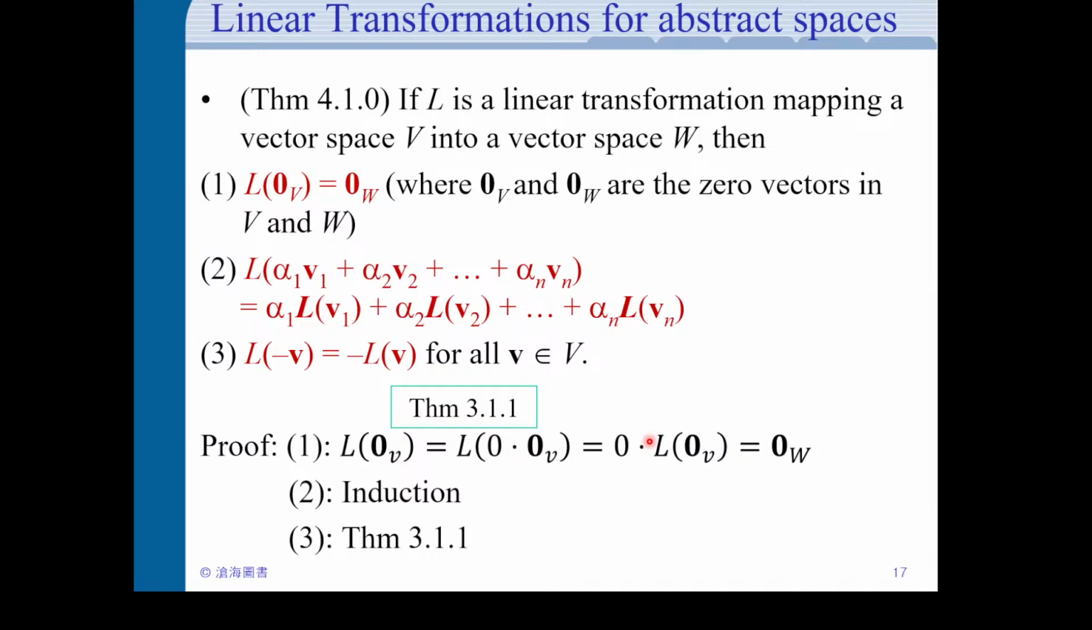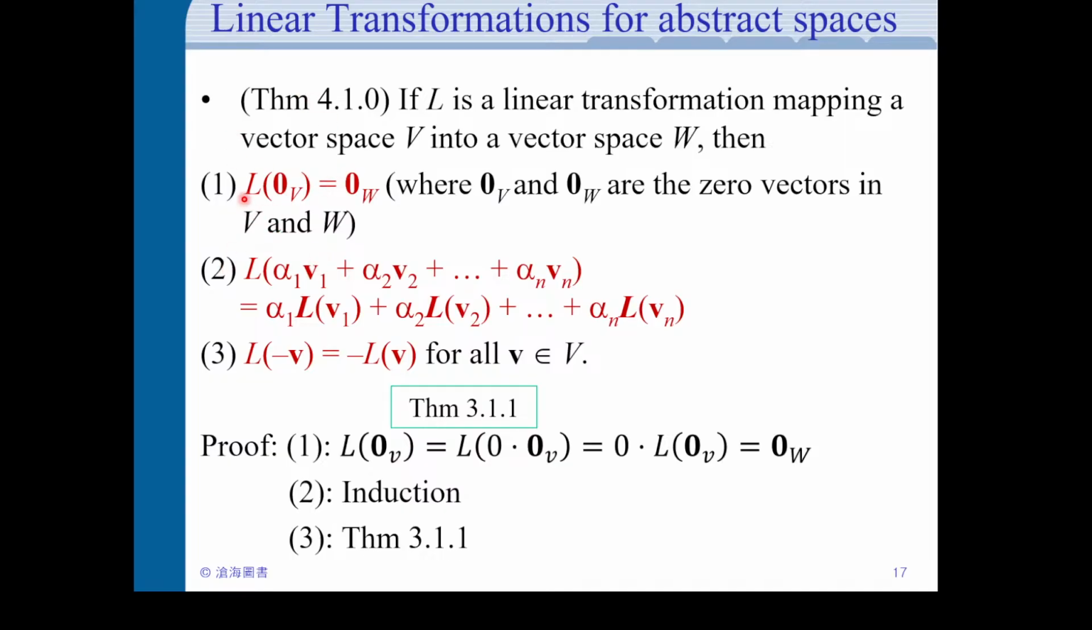So here are some simple properties we can prove on linear transformations of abstract spaces. It doesn't have any title in the textbook, but we give it a name so it's easier to say which one it is. We call this theorem 4.1.0, and there are three properties. Basically, we have some properties about the zero and the inverse, and some about linear combinations.